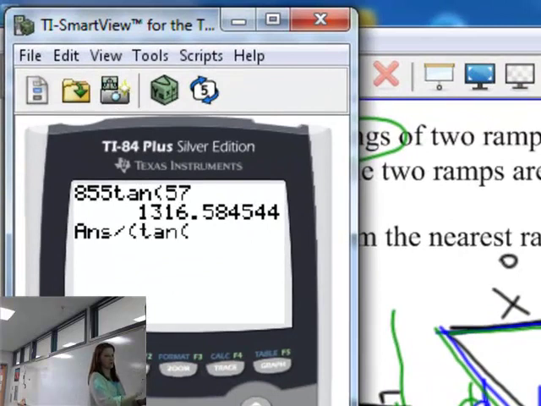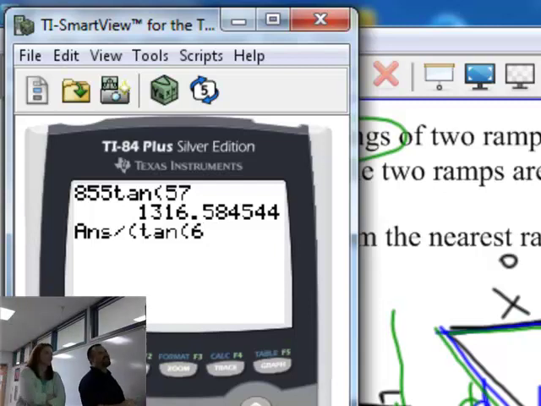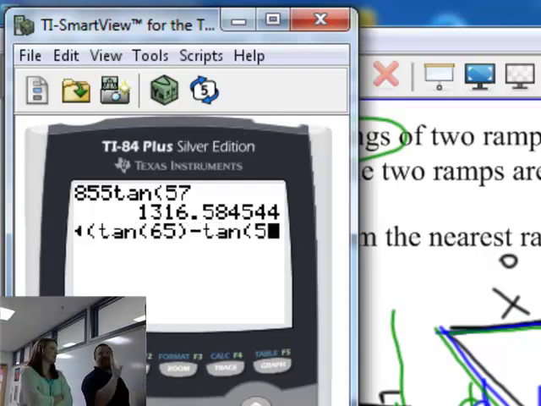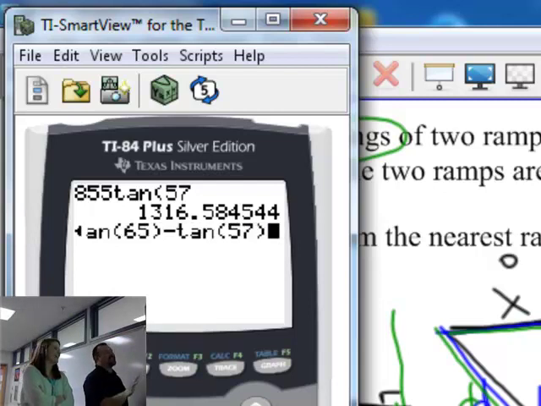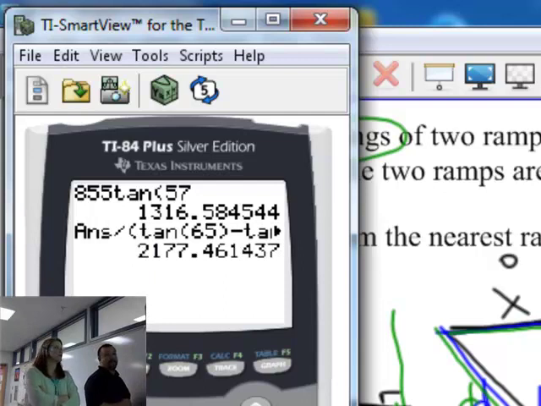of 65. You push the button, tangent of 65. Got to close that parenthesis, minus the tangent of 57. Enter. Close that parentheses, so there's where we got the 2177.461.